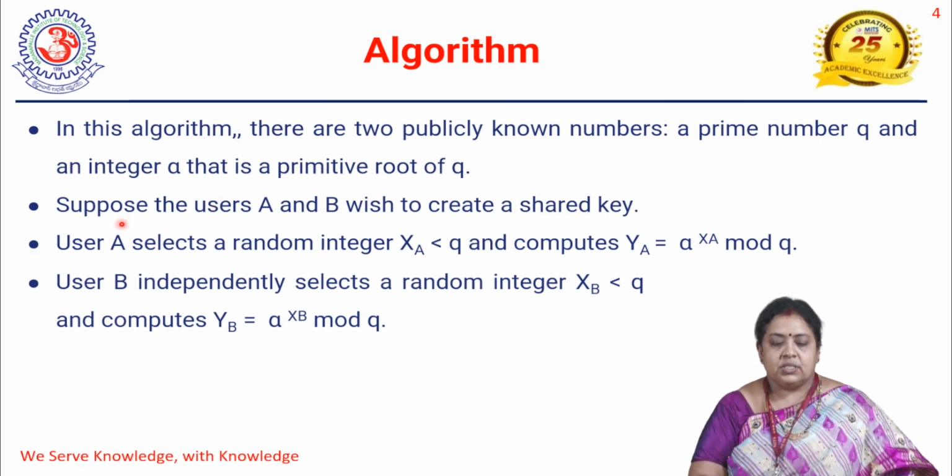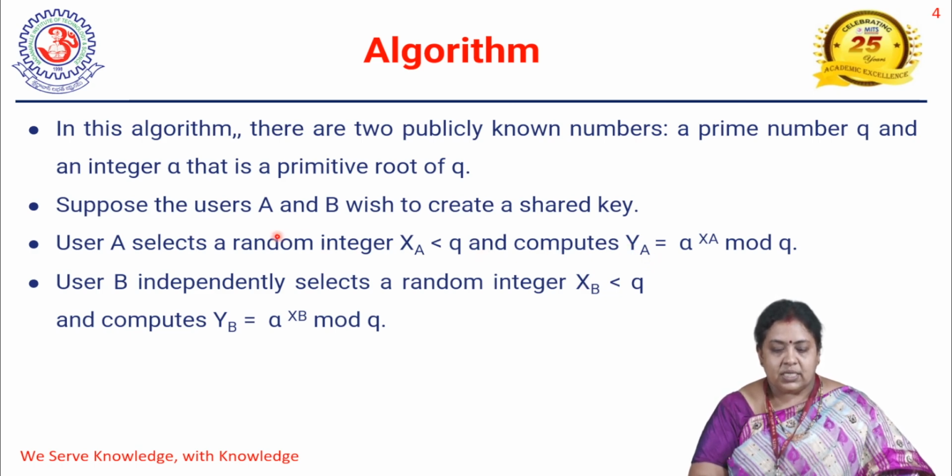Okay, suppose that users A and B wish to share a key. Suppose A wants to communicate with B, and they want to create a shared key, that is, a secret key. Using this shared key only, they are going to transmit messages using symmetric cryptography. For that purpose, A is going to generate one private key, a random number called XA. Here we are terming the private key as XA and the public key as YA.